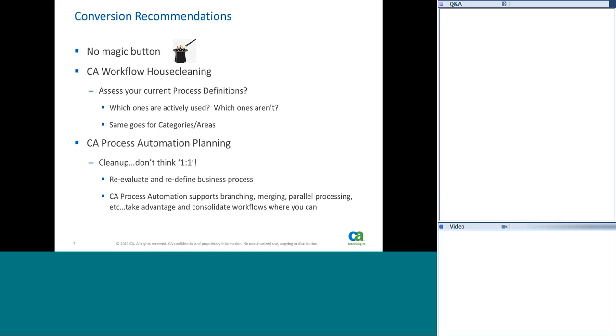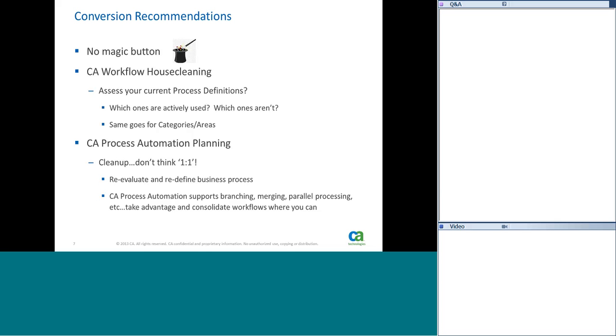So it's the same kind of recommendation that we would propose to our customers when they're migrating from one version of Service Desk to another. Have a look at your current business process, see what can be cleaned up, and see if maybe you can leverage some new features or functions in the technology moving forward to eliminate some of the processes that you had in previous versions. So the same concept, I think, goes in line with existing categories or areas. So determine where you can clean up and consolidate where necessary.